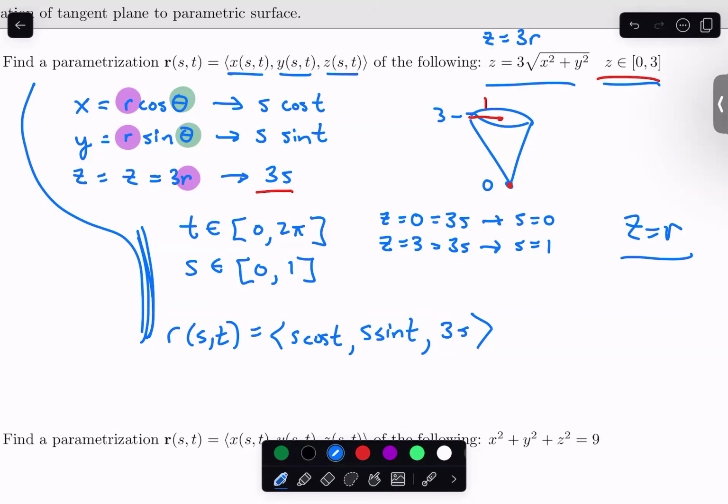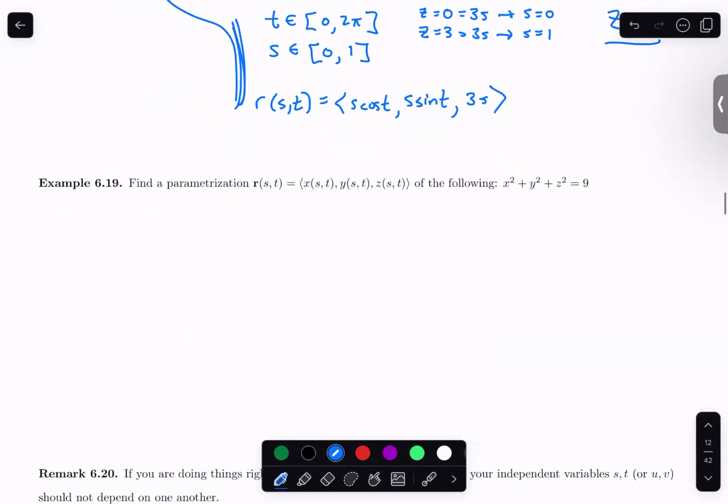All right, well, let's go ahead and try another one. Maybe please take 90 seconds, 2 minutes at most. Try to find me a parameterization for x squared plus y squared plus z squared equals 9. I'd like your parameters to be S's and T's if you don't mind.